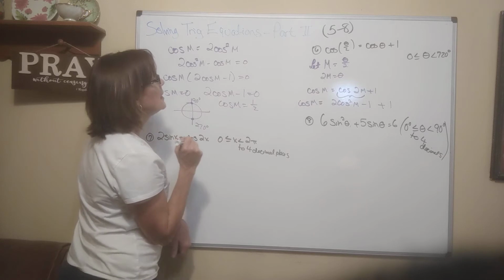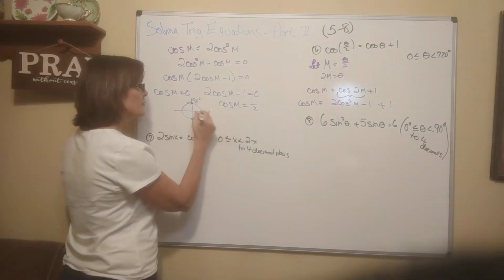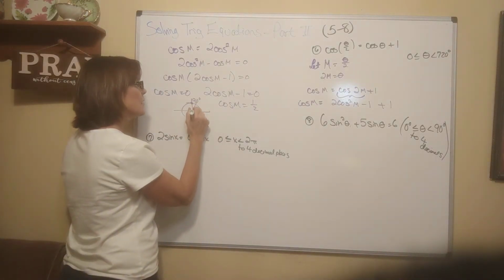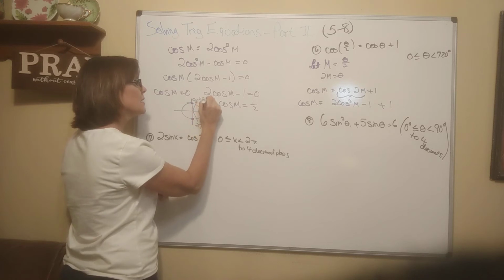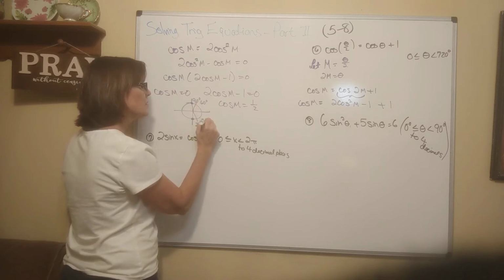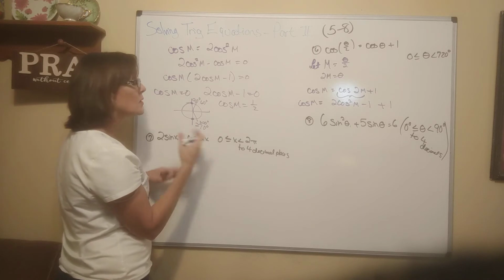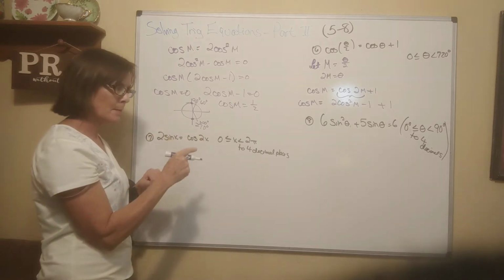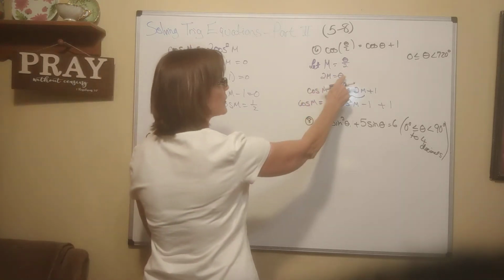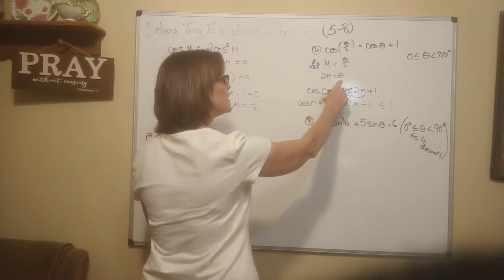All right. When is the cosine positive 1/2? Right here and right here. And this is 60 degrees and this is 300 degrees. So those are our answers for m. But we're solving for theta. So at the very end, we go in and solve for theta.